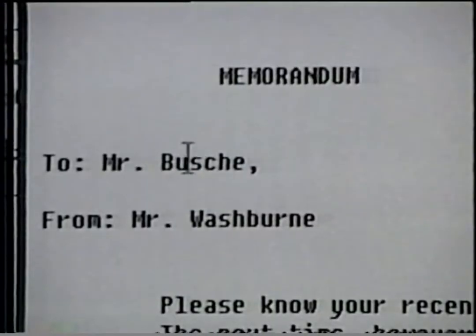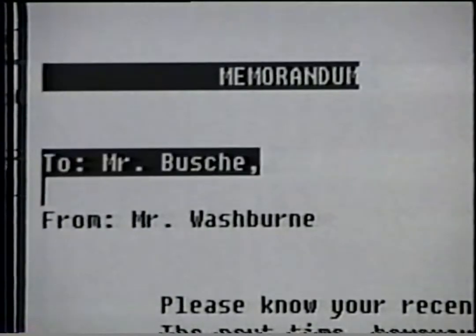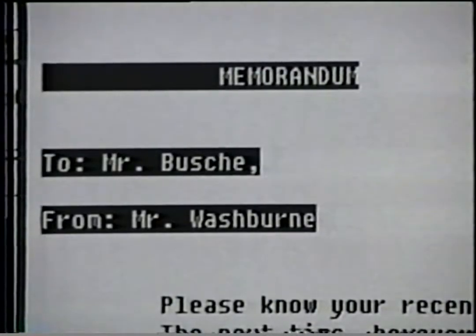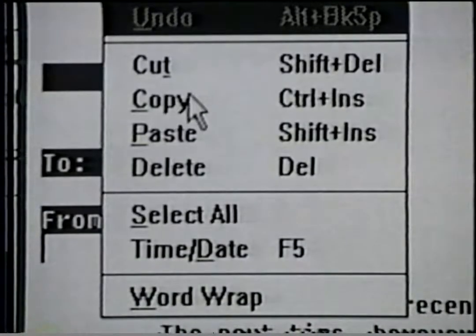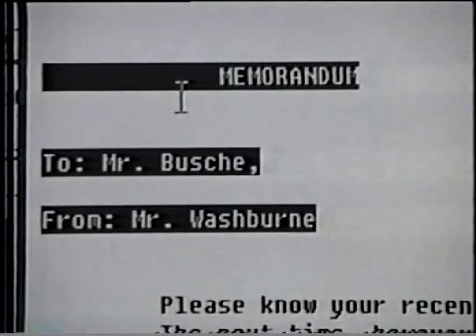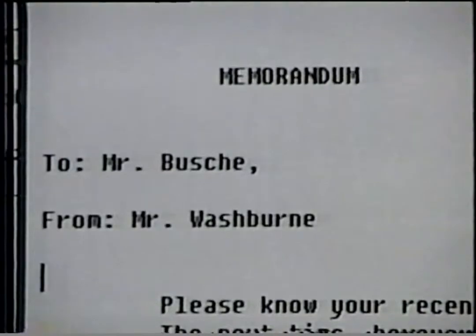I'll copy the top part of this memo to the clipboard. First, I need to select the text to be copied. Now, the cursor is at the top, so I'll hold down the Shift key and press the down arrow key to quickly select a whole line at a time. Now, select the Copy option from the Edit menu, and the text is copied to the clipboard. Select All selects all the text in the file.